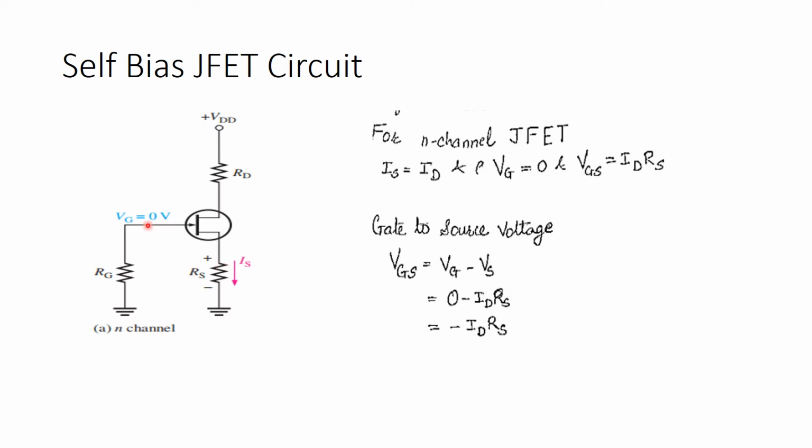It is the difference between the gate voltage and the source voltage. So in our present case, VGS is 0 and VS is minus ID RS. IS is equal to ID. That is why here IS is taken to be ID. So this is equal to minus ID RS, which shows that in our biasing circuit VGS is negative.